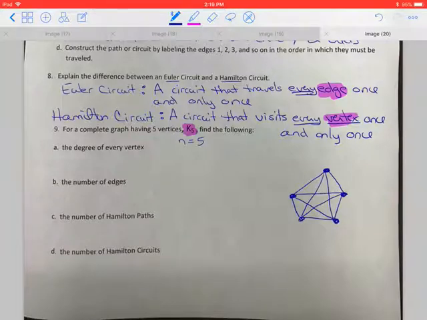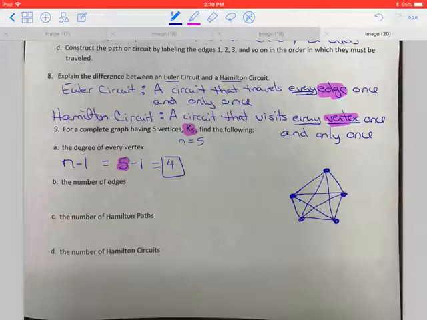The degree of every vertex, the formula for that is n minus 1. So remember, for this problem, n is 5. So we're going to make that substitution right there, and so our answer would be 4. We can verify that pretty easily by looking at our graph and seeing that there's 4 lines coming off of each vertex.